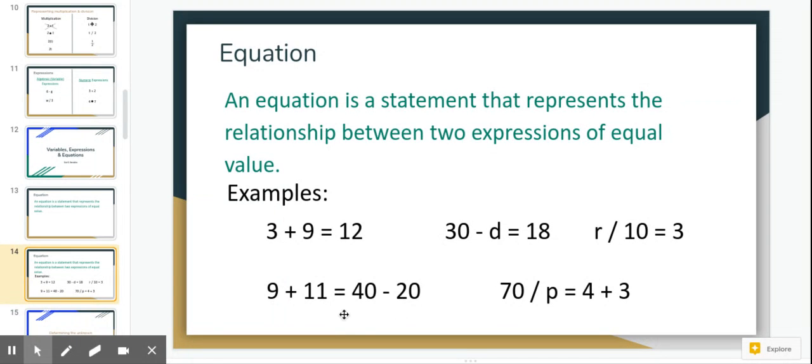So this is a true equation, but it's still an equation even though there's not a single number on one side. The last one is 70 divided by p equals 4 plus 3. Still an equation. It has numbers, it has variables, and it has an equal sign. So it is like a complete sentence in math. Equations are like complete sentences, whereas expressions are phrases.